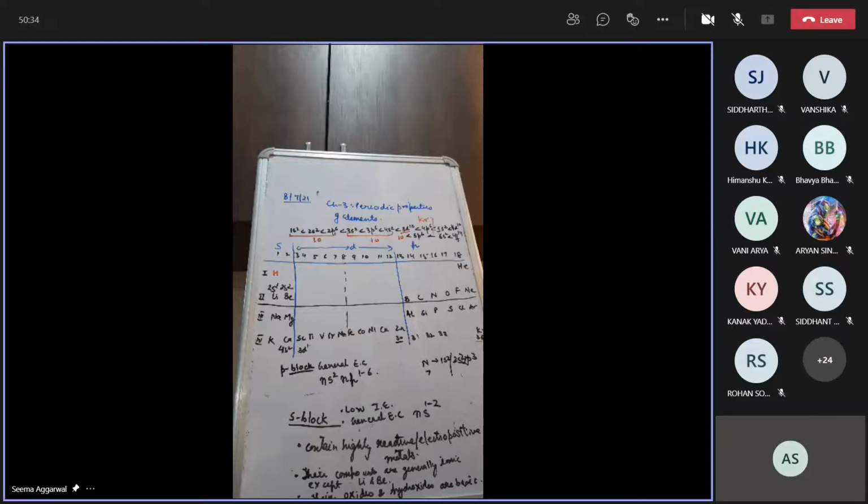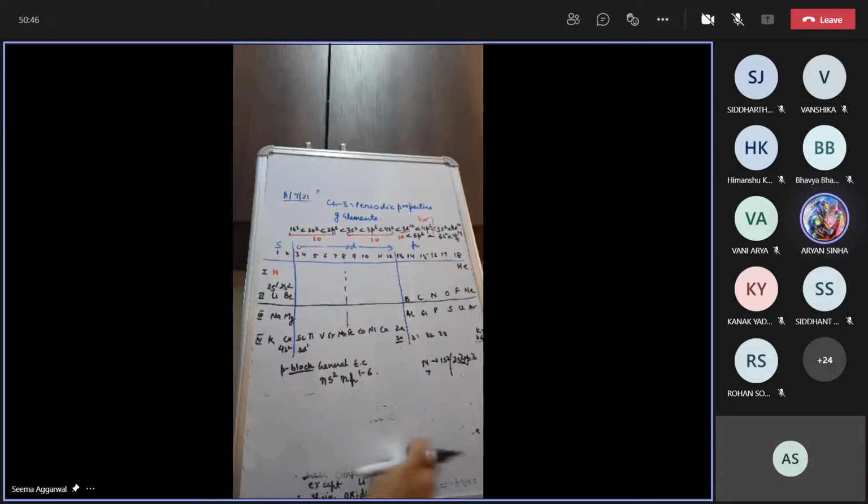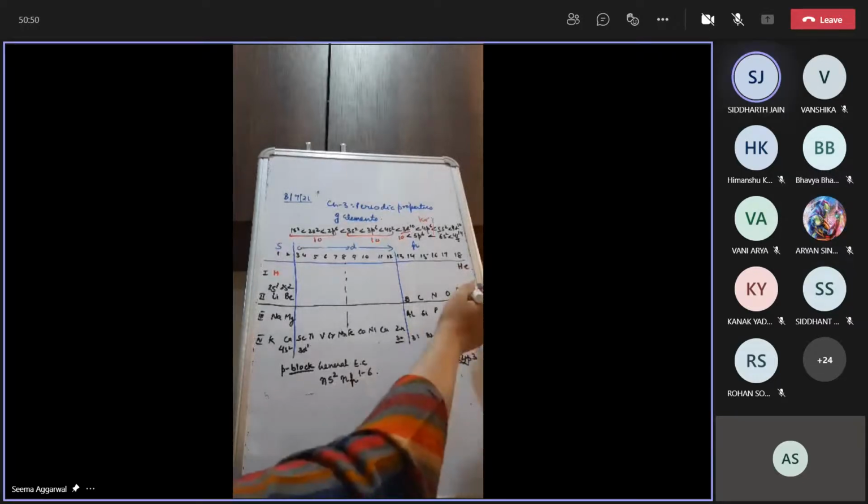Next, another property is, can you tell me whether fluorine, oxygen, they are metals or non-metals, when they form covalent compounds? I am asking whether they are metals or non-metals. Fluorine क्या है?